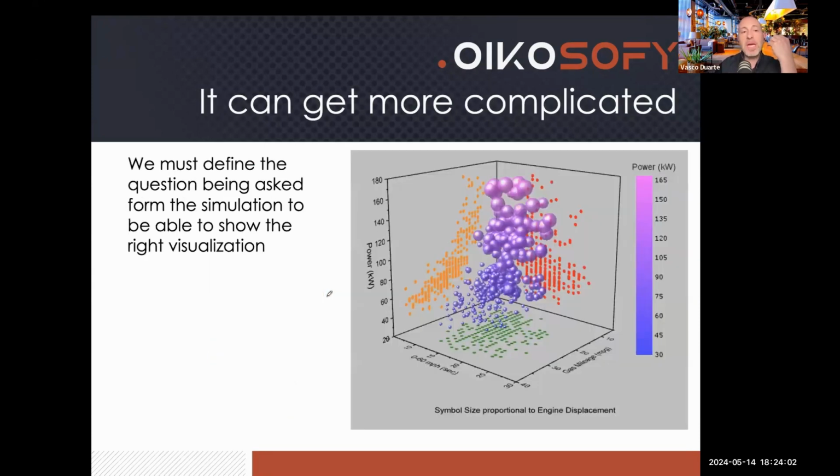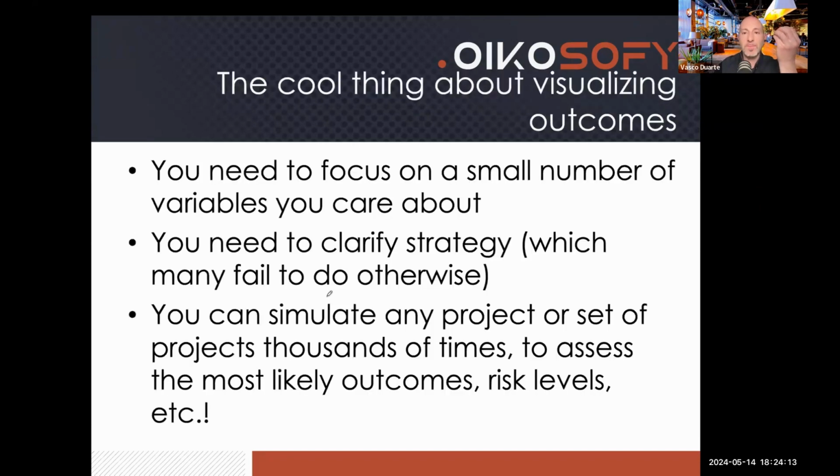So we can talk about probabilities, and that's very important because that feeds into the decision-making process for the portfolio. But it can get a lot more complicated, right? This is a three-dimensional visualization of a simulation. So we need to be careful with what we are presenting our stakeholders. Now, the cool thing about visualizing outcomes is that you need to focus on a small number of variables, and that allows you to clarify your strategy, right? Like, which variables do we care about? And that conversation alone will take you very far in understanding and crystallizing the strategy you have for your product or set of products. We're talking about portfolio, of course.